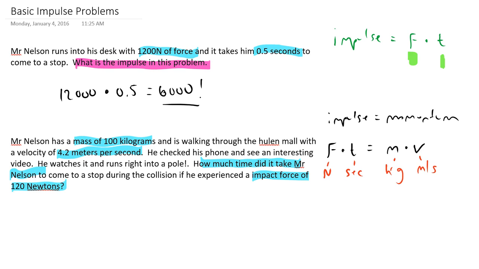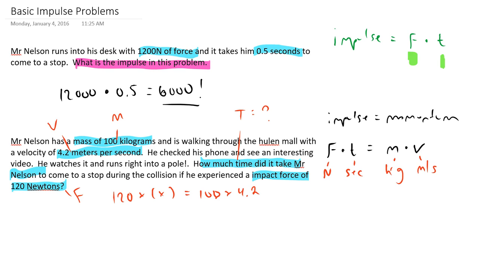Our mass is 100. Our velocity is 4.2. How much time did it take? Time is what we're looking for. And our impact force of 120 is our force. So we've got everything nice and labeled here. Now we need to plug it into our equation. When we plug these in, we've got 120 times our time, which we don't know, so I'll make that x, is equal to our mass, which is 100, times our velocity, which is 4.2.